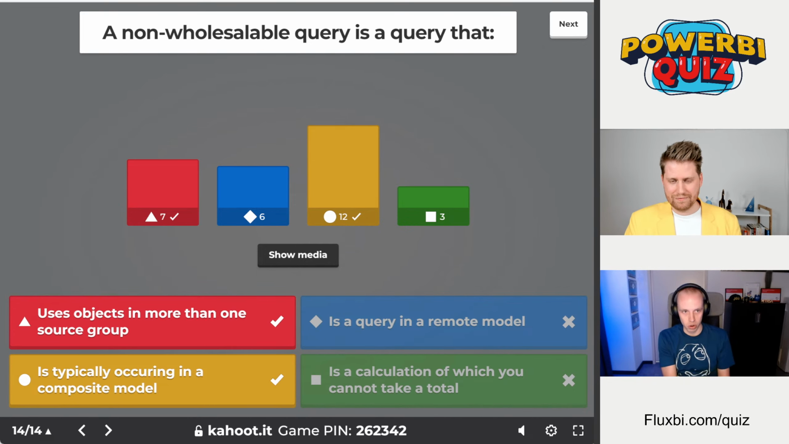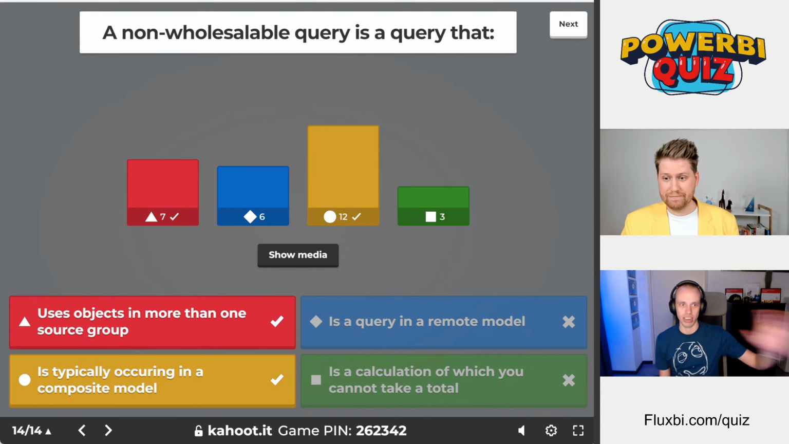So adding up the local sales in your model with the year-to-date filtered global sales doesn't make any sense, because one is affected by the calculation group, the other one is not. And that is what we call a non-wholesalable query, because it doesn't make any sense to add them up together, as one is filtered and the other one is not. Yes, we can technically make this calculation. We can perfectly build a measure to add these two up together, but the result won't make any sense.